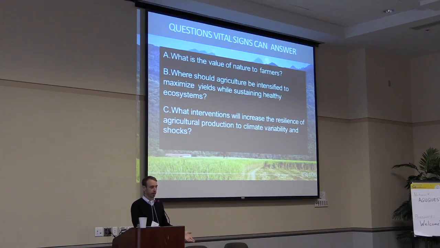So Vital Signs was designed to answer questions. Right now we have a lot of data. We're still very supply heavy, with a large supply of data that hasn't been fully explored and fully tapped. But some questions we've already started to answer. What is the value of nature to farmers? Where do people depend on nature? Where do they depend on local ecosystem services for farming and for their own livelihoods? Where should agriculture be intensified to maximize yields while sustaining healthy ecosystems? And what interventions are the most beneficial for increasing the resilience of agricultural production in a time of a variable, uncertain climate future?